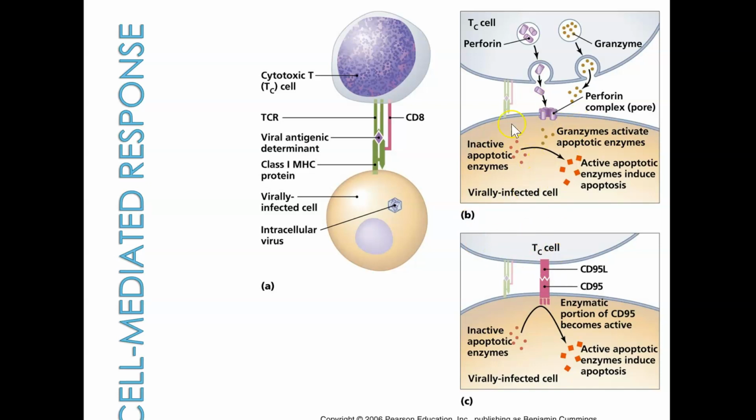Another way that it can tell a cell to undergo programmed cell death, or apoptosis, is through ligation of a specific cell marker called CD95 and CD95 ligand. And when those two connect with one another, it basically starts a cascading activation of proteins that causes the cell to die.